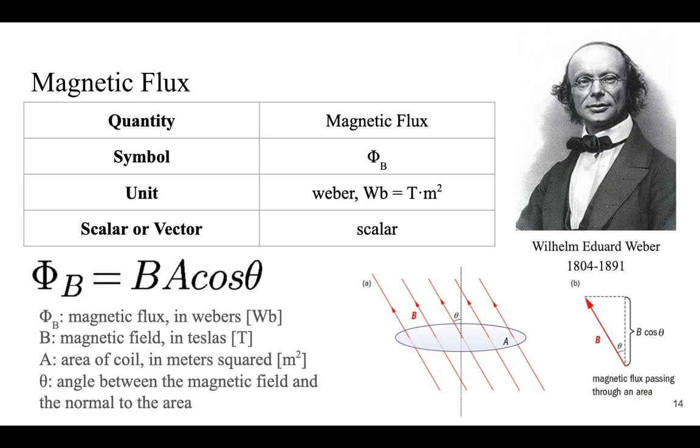Anyhow, we have a new quantity, magnetic flux. Its symbol is phi sub B. Its unit is the Weber, and a Weber is a Tesla times meter squared, and a Weber is a scalar. So, yeah, there's your formula for magnetic flux and what all the things mean.